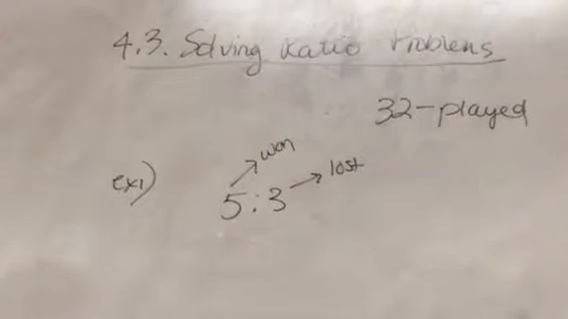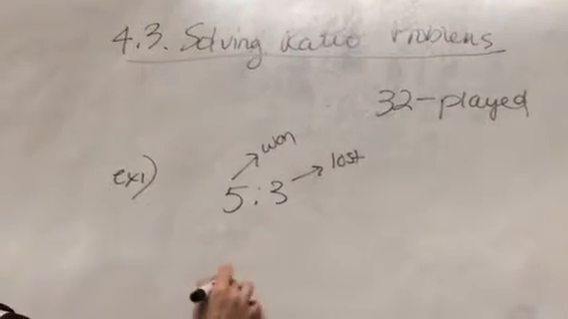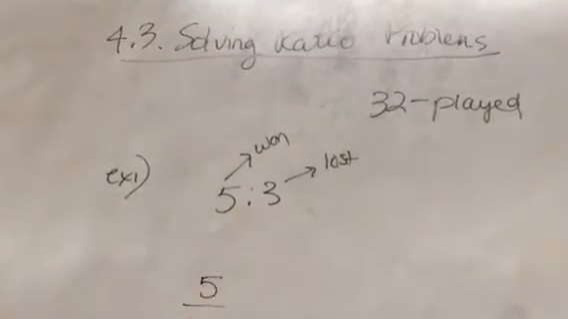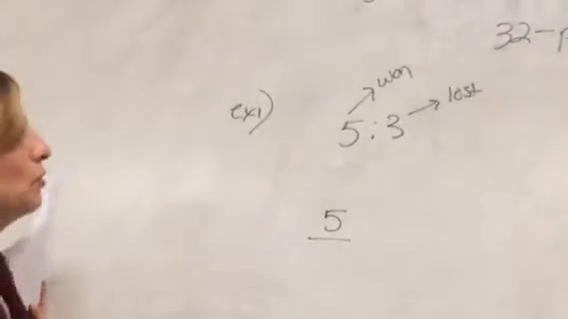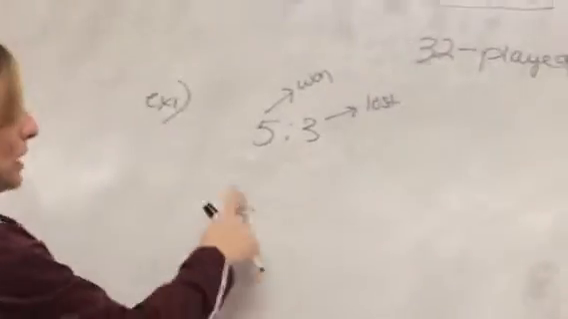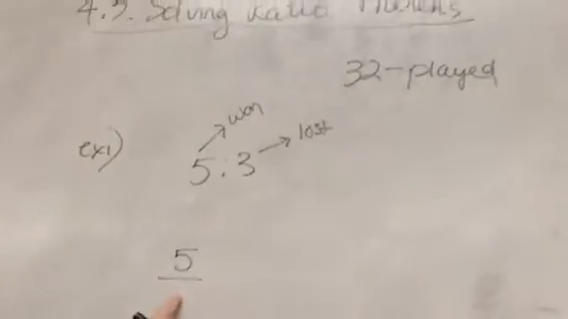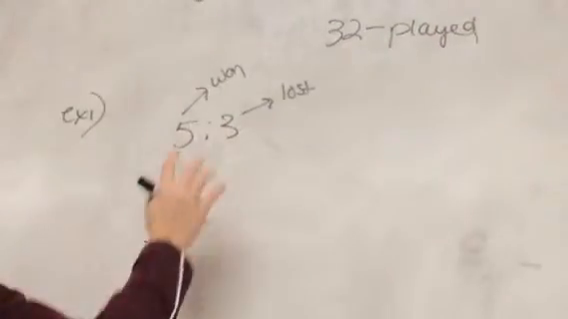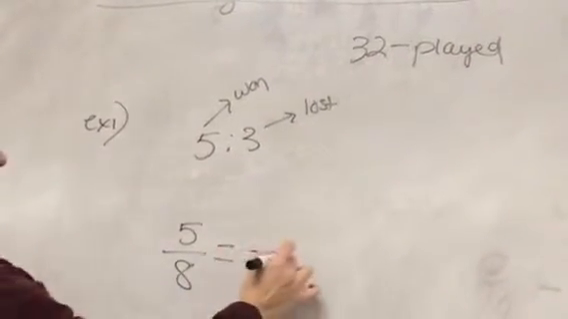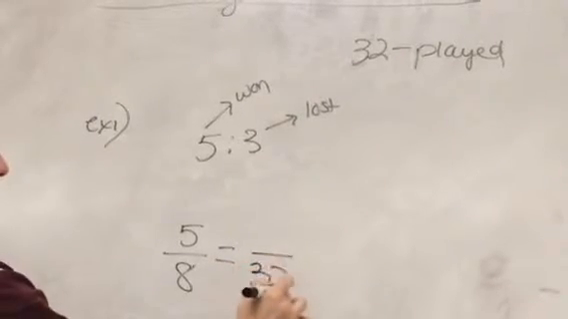5 to 3, that means that they won 5, but the total of games is actually 5 plus 3, which is 8, because you have to take the total. That's where people get messed up with ratio and proportion, because they want to make the ratio 5 to 3, but it's actually 5 to the total, which is 8. They won 5/8 of their games, and they played 32 games.